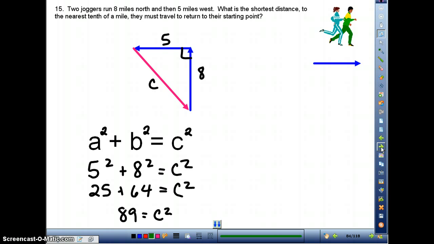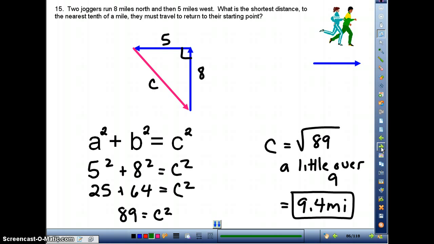89 equals C squared. I wish they'd asked me for 81, because the square root of 81 is 9. I know it's a little bit bigger than 9. The answer is a little over 9. The actual answer is 9.4 miles. Is that in the answer bank?